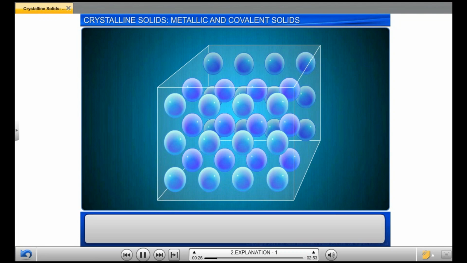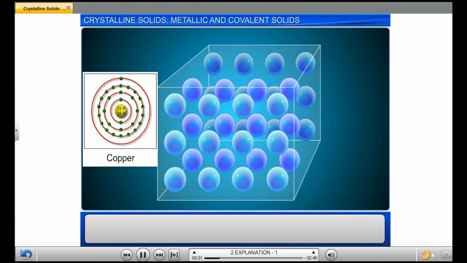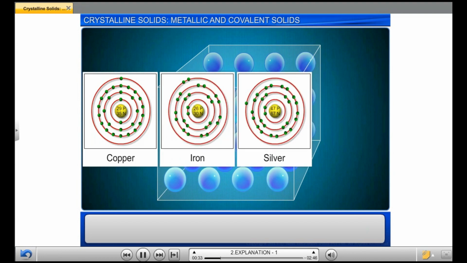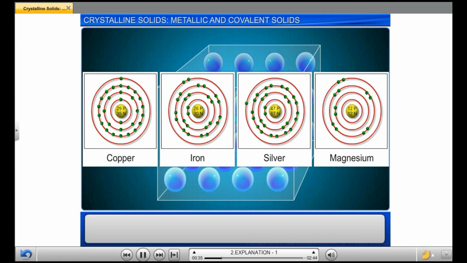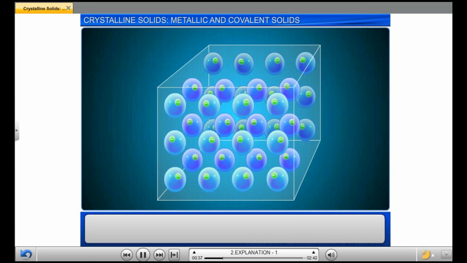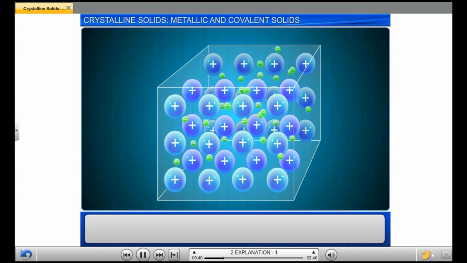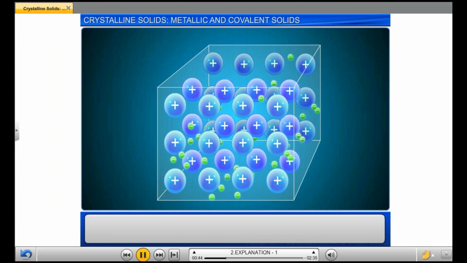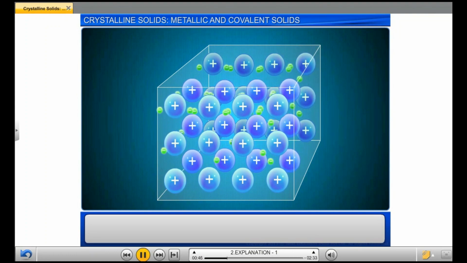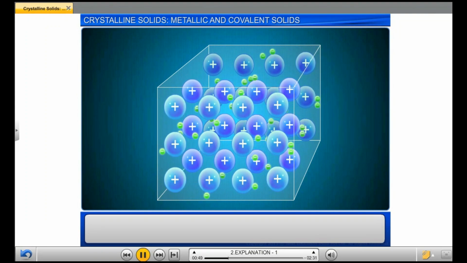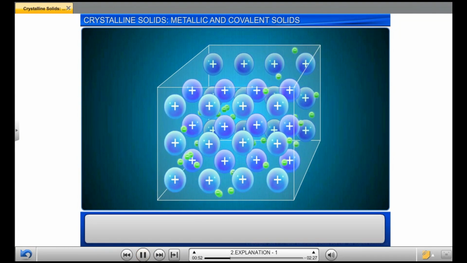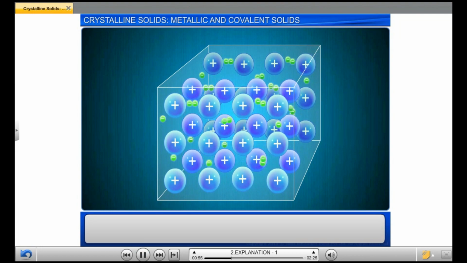In metallic solids, the metal atoms, such as copper, iron, silver, and magnesium, lose their valence electrons to the crystal as a whole. These solids are merely a collection of positive ions surrounded by and held together by a sea of electrons. Hence, the constituent particles in a metallic solid are positive ions in a sea of delocalized electrons.